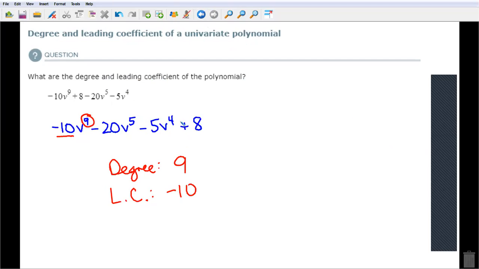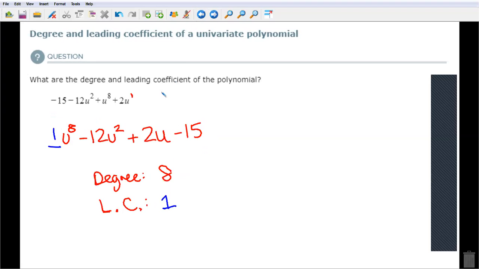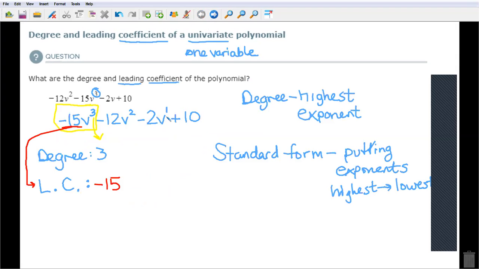8 is the biggest number here. Out of all these coefficients, 8 is the biggest one. So I got -10, -20, -5. 8's the only one that's positive, so it's the biggest one. But it's not the lead coefficient because the lead coefficient is always just whatever is attached to that first term. We saw that in this problem. It was a 1, even though 2 was bigger than that. And in the first problem, we had 10 was our biggest coefficient, but -15 was the leading one because it was a part of that first term.